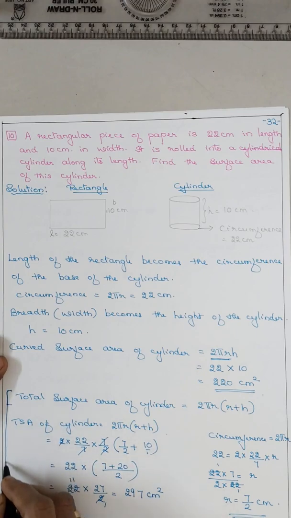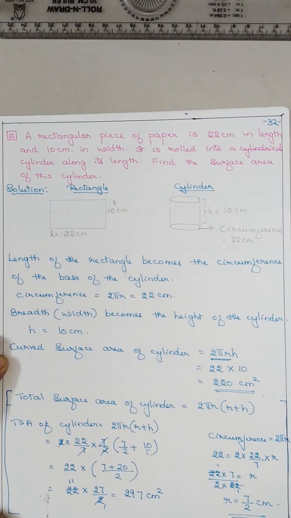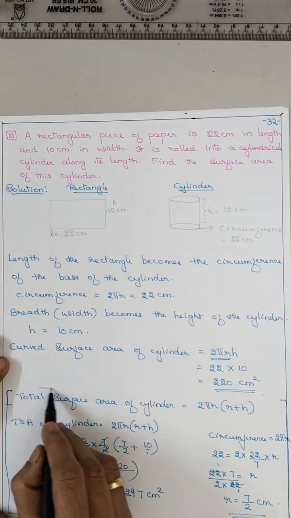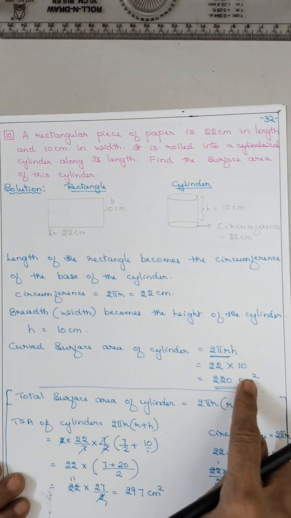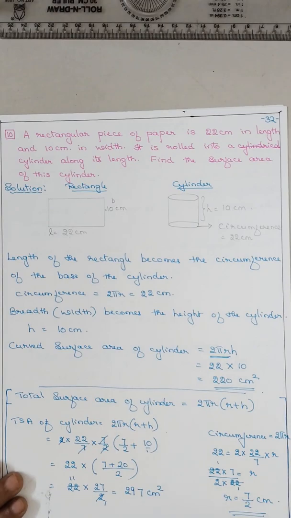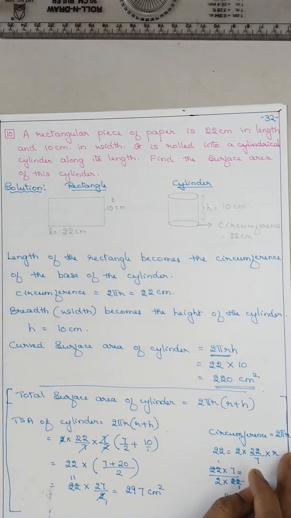So if they ask TSA, then you have to do according to this method. Hope you understood, everyone. If they ask CSA, only up to here, but if they specify TSA, you do this. Here it is not mentioned, but usually if the circumference is given, they ask only the CSA. Hope everyone understood the 10th sum.